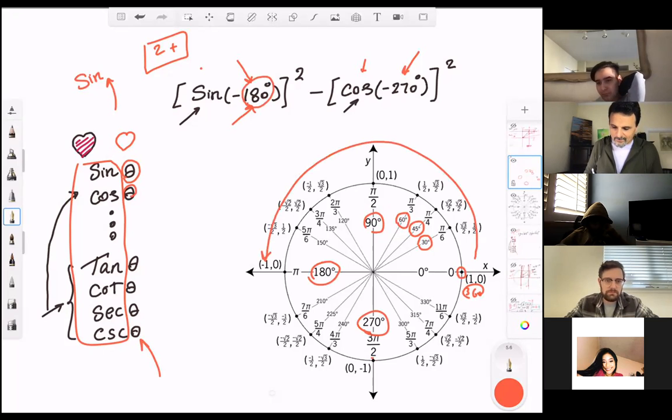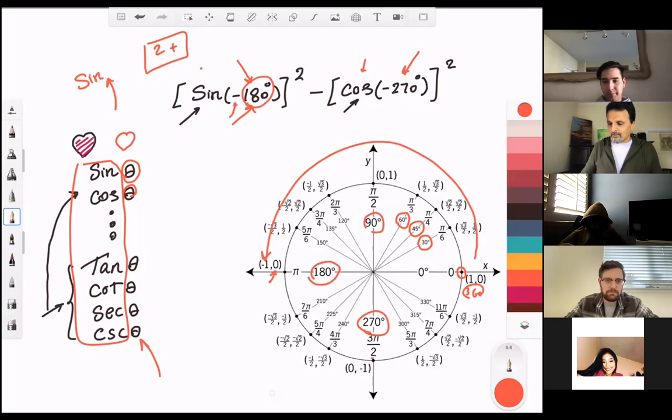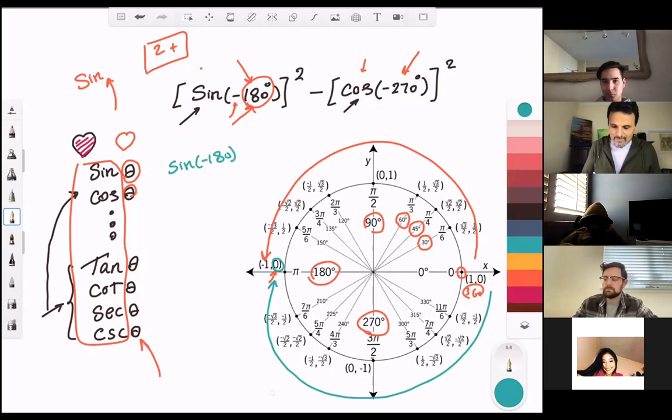Sine of that is the value of y. But the question said negative. So this negative tells us to go the other direction. We go negative 180 this way, and it happens to be the same. So the answer is 0. Sine of negative 180, the answer is 0. Please do not put sine of 0.